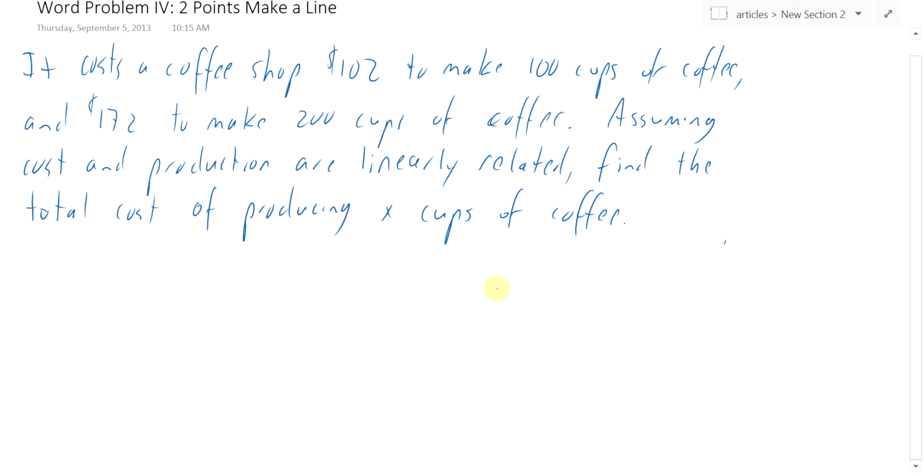Okay, fourth word problem from chapter 1, 2 points make a line. So, we have a coffee shop that costs them $102 to make 100 cups of coffee, $172 to make 200 cups of coffee. So, if you assume that cost and production are linearly related, find the total cost of producing X cups of coffee. So, there's our word problem. So, what's the first thing you do? Well, what are you looking for?